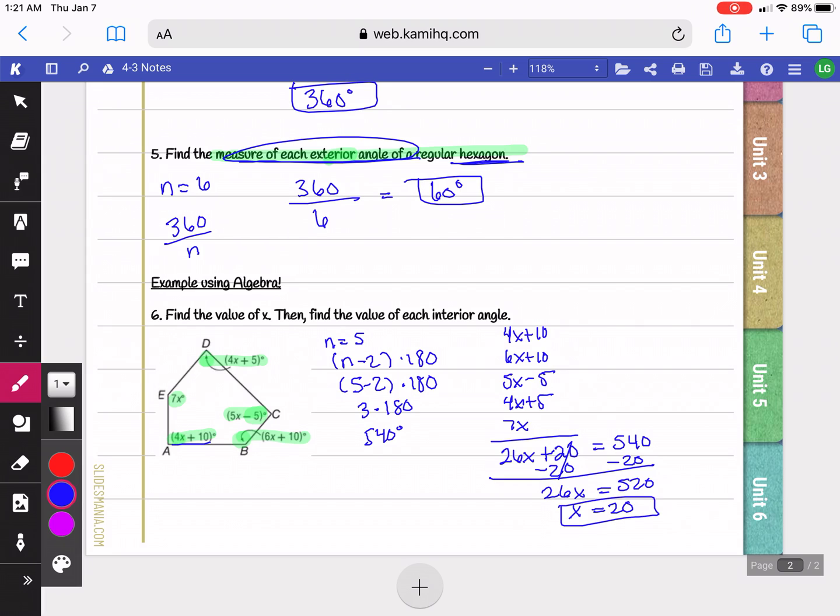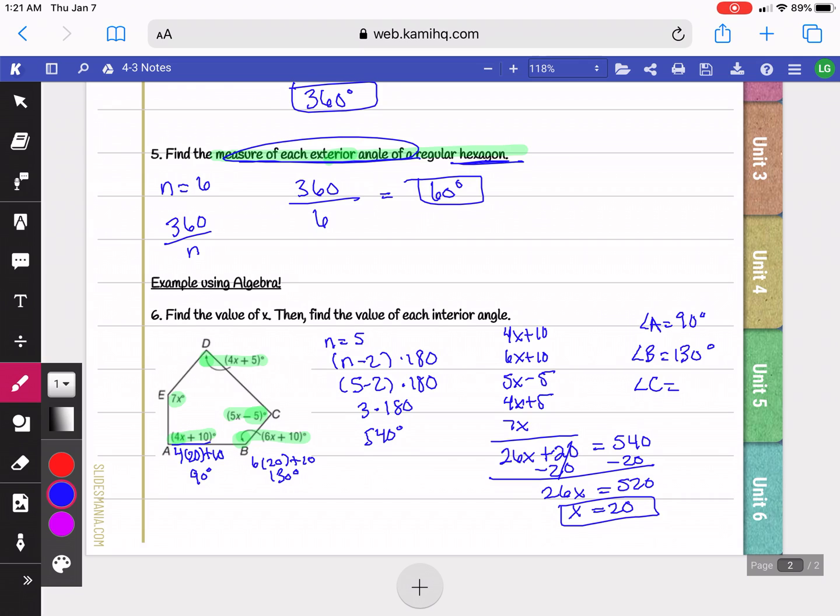And once we know our answer for x, we can plug that in to each angle to find the individual angles. So if I start with A, I would do 4 times 20 plus 10. That's 80 plus 10 or 90 degrees. So I'm going to write that on the side here. Angle A is 90 degrees. Now let's find angle B. If I plug in 20, that's 120 plus 10 or 130 degrees.